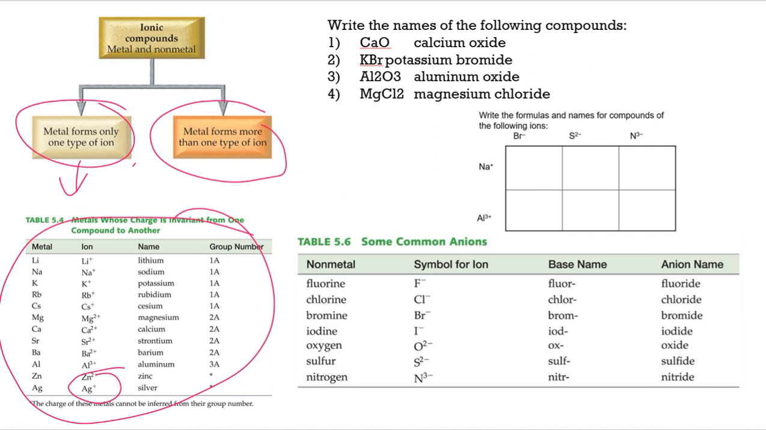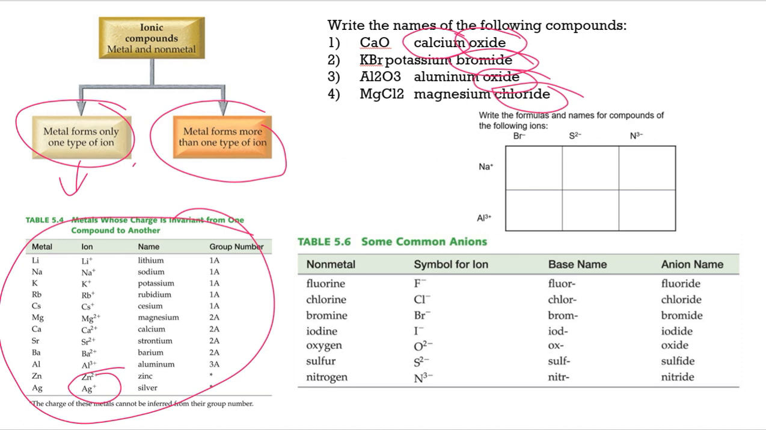For elements with one charge, all you have to do is put the name of the metal as it is in the periodic table, and the non-metal will change the ending into "ide," as you can see: oxide, bromide, oxide, chloride. This is calcium oxide, potassium oxide, aluminum oxide, magnesium oxide.